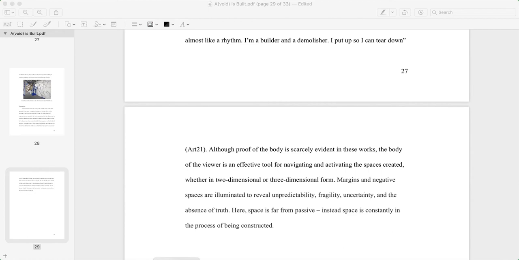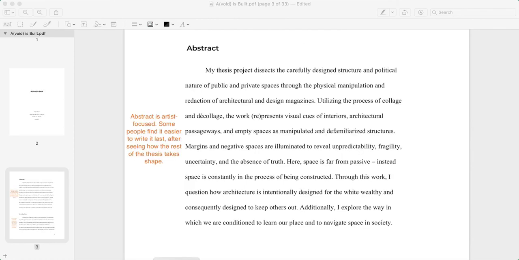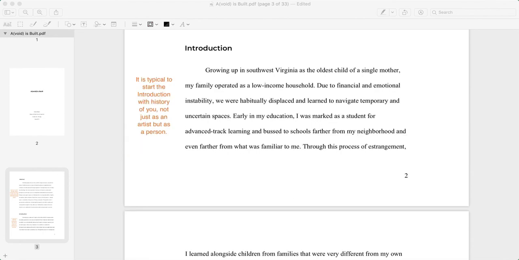So let's go back up and see what these sections are one more time, just to get an overhead view of the organization of this thesis. The abstract is often what the reader is going to see first. It's going to help them determine whether or not they want to read your full thesis or not. The introduction is a way for you to introduce yourself as a human being and as an artist to the reader.